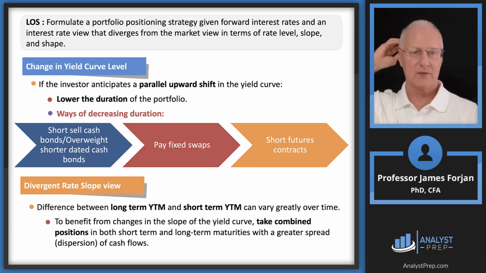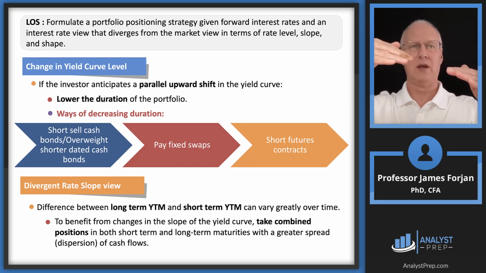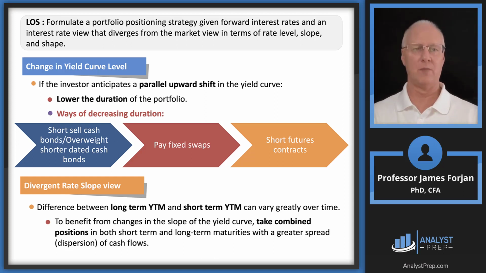If the investor anticipates a parallel upward shift in the yield curve, what does that mean? That means that rates are going to rise. Every bond in our portfolio is going to drop in value. So we want to lower the duration of the portfolio. How do we do this? Well, we've just been through this, right? Let's start over on the right-hand side. We short the futures contract. We can pay the fixed rate in a swap, or we can do some short selling over on the left-hand side.